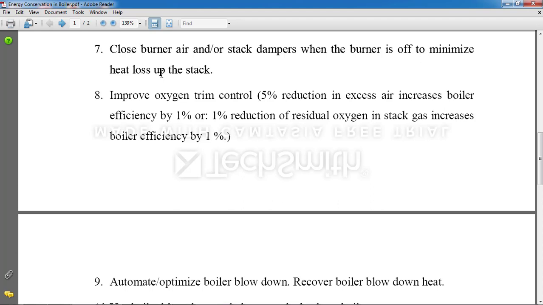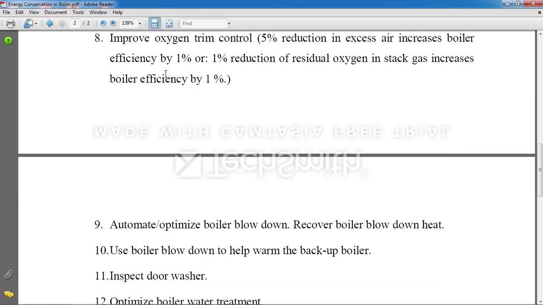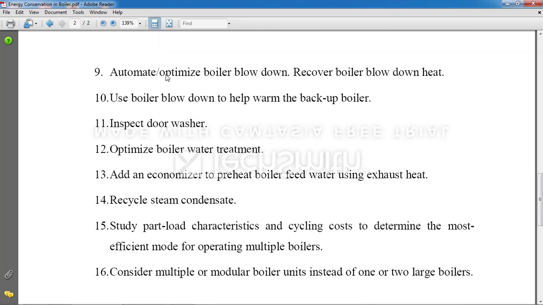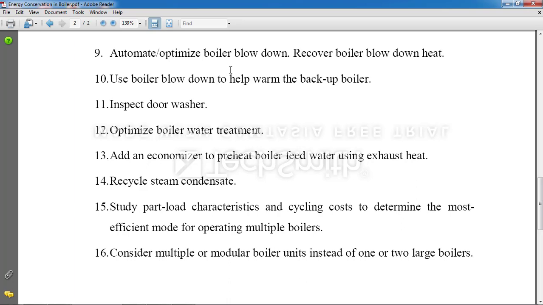Next point, improve oxygen trim control. This oxygen intake will definitely increase the efficiency of the boiler. Next point, automatic or optimized boiler blowdown, recover boiler blowdown heat. If we can recover the heat wasted in the boiler, definitely that will help to conserve the energy. Next point, use boiler blowdown to help warm a backup boiler. Both points are the same.